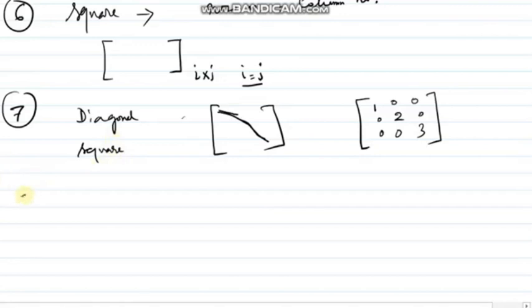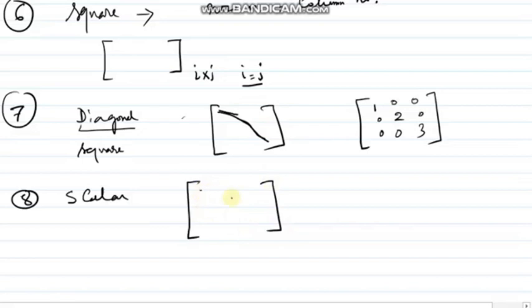Now next one we will have is scalar matrices. For scalar matrices it has to be a diagonal matrices. Okay, so in scalar matrices, in diagonal matrices, if the diagonal elements are equal, other elements, as you know, are all 0. So in scalar matrices, if the diagonal elements are equal, then it's a scalar matrices. Be very careful.